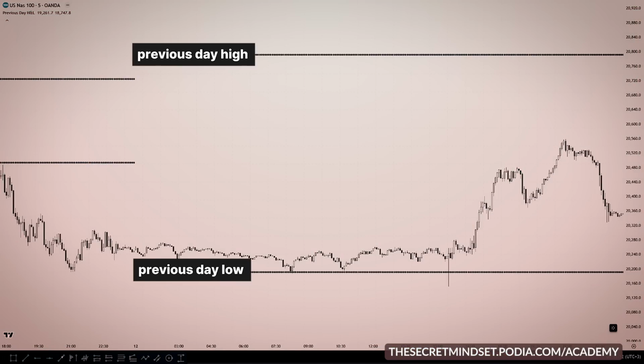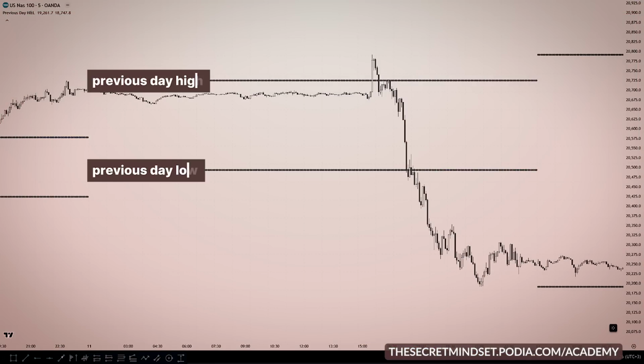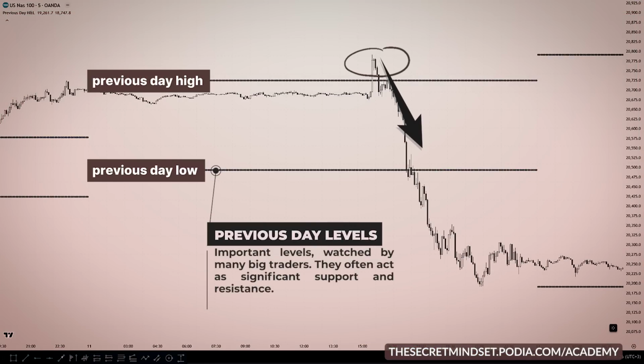So the core idea is to look for price attempts to make new highs or lows compared to the previous trading day. When these attempts fail, it often signals a potential reversal, creating a scalping opportunity. You see, previous day highs and lows are important levels, watched by many big traders. These levels often act as significant support and resistance.